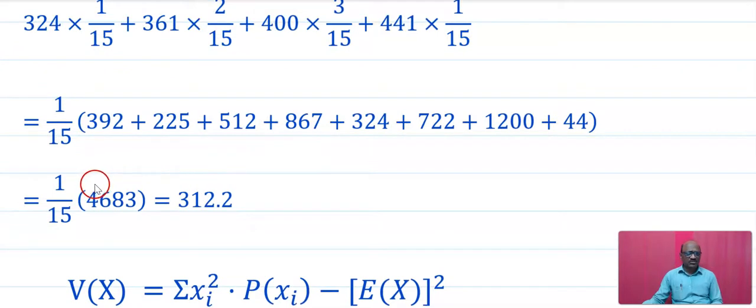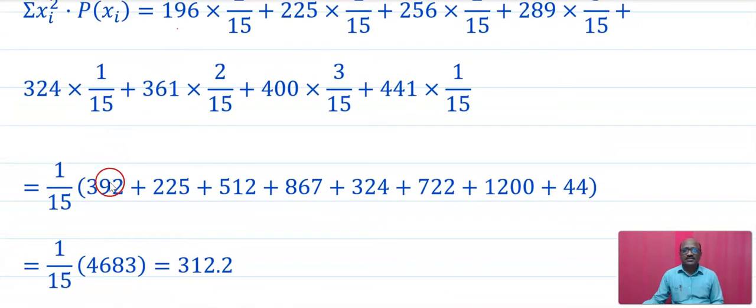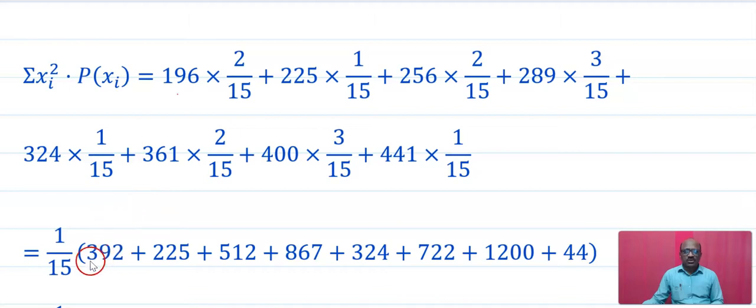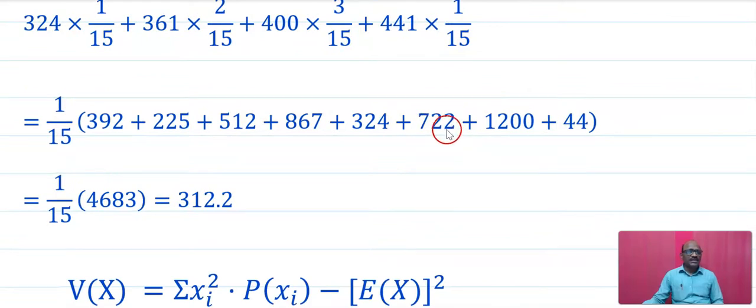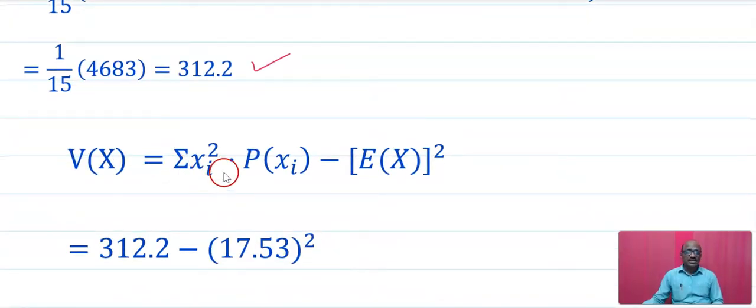In this way again, take 1 upon 15 as common. Then in the bracket you will get 392 plus 225, 512 and 867 plus 324, 722, 1200 plus 441, and in this way there are the numbers. Therefore the calculation is 1 upon 15 into 4683, and after calculation you will get 312.2.